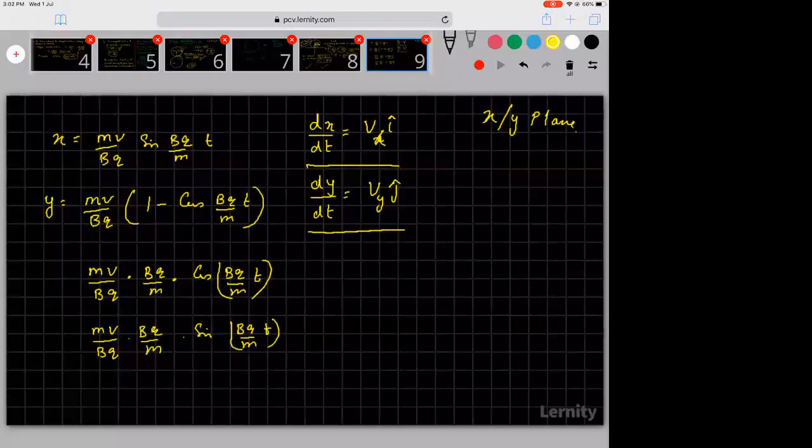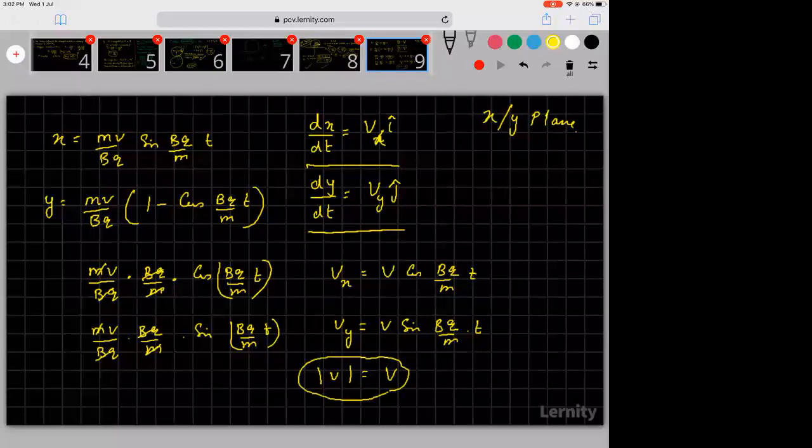So bq, bq cancel, m, m cancel. I get Vx is equal to V cos bq by m into t, and Vy is equal to V sin bq by m into t. You will see that the magnitude of the velocity, Vx i cap plus Vy j cap, is the same as V, because sine squared plus cos squared becomes 1. So here I have again proved that the magnitude of velocity is not changing, but the direction is constantly changing. Are you able to understand this?